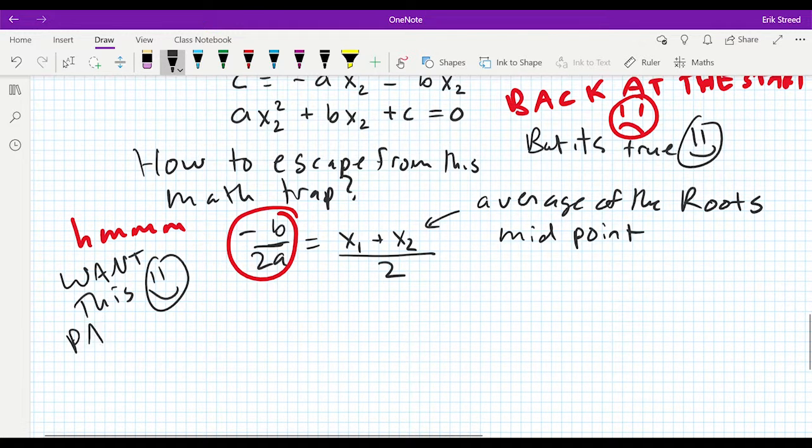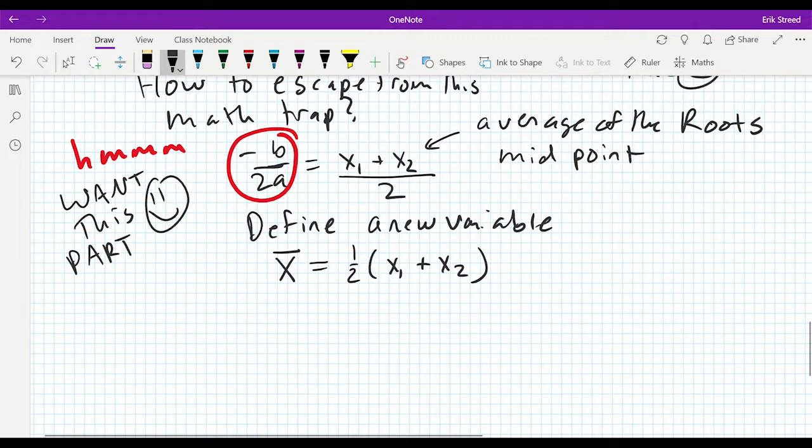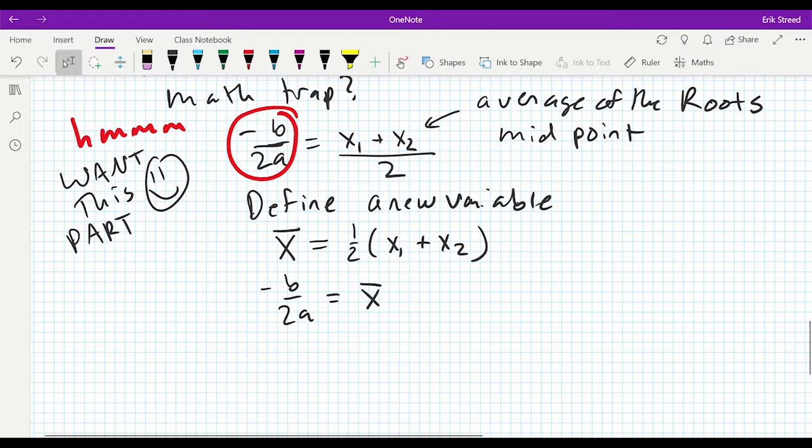So the question then is, we've got part of what we want. How do we get the rest of it? So let's define a new variable. Variables are cheap. All we need to do is say x, and we're going to put a little bar over that for average, is 1/2 (x1 plus x2). So now negative b over 2a is equal to x bar.